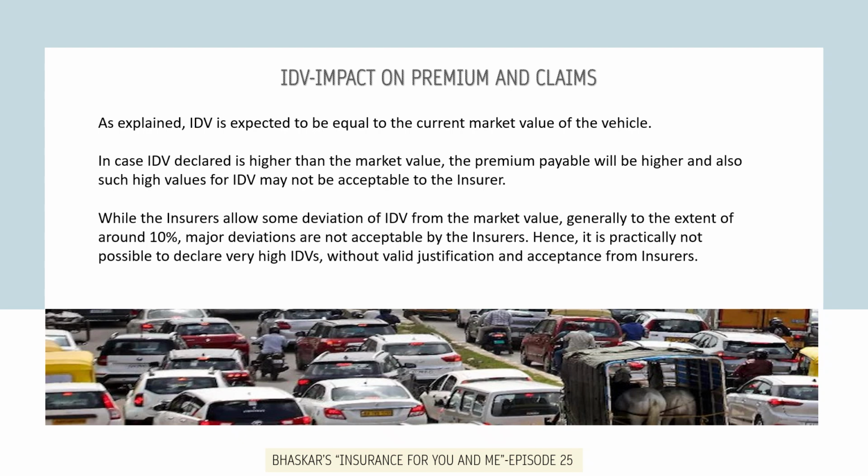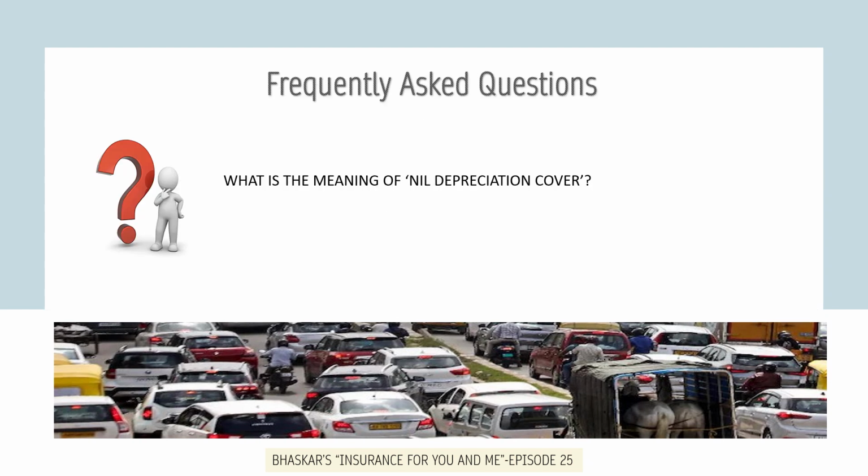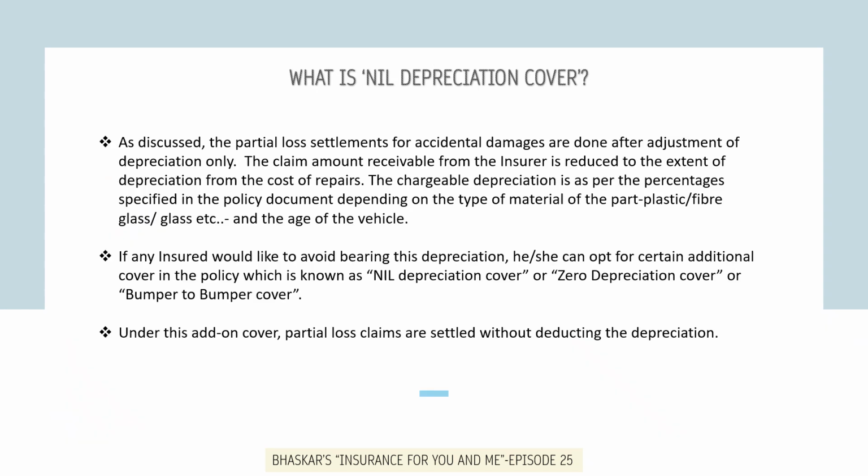So the next FAQ we'll look at is, what is the meaning of NIL depreciation cover? We have already seen that the value for which the motor vehicles are insured is IDV, which is nothing but the manufacturer's selling price less depreciation. As a result, the partial loss settlements for accidental damages are done after adjustment of depreciation only. The claim amount receivable from the insurer is reduced to the extent of depreciation from the cost of repairs.